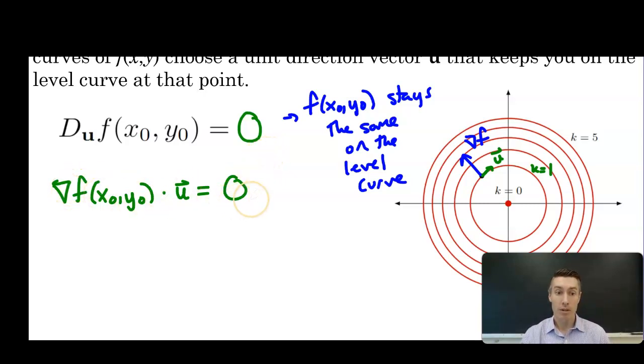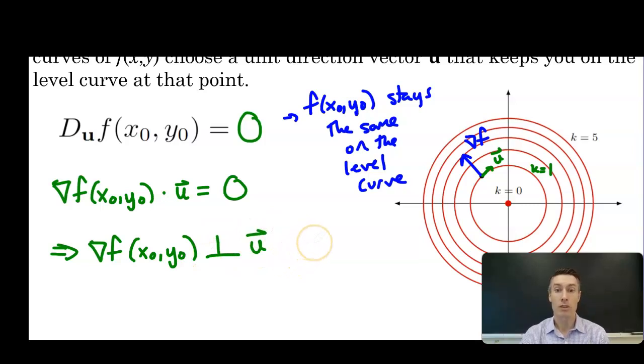Now, once we establish this, what does it mean for the dot product of two vectors to be 0? Well, that means that the gradient at the point is perpendicular or orthogonal to the unit direction vector. And because we didn't use a specific point, we generalize here. We can do this anywhere on the set of level curves, right?